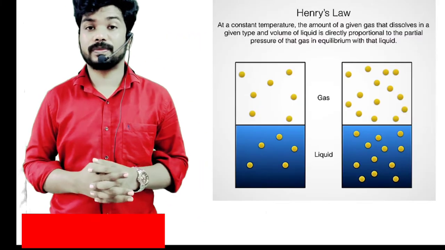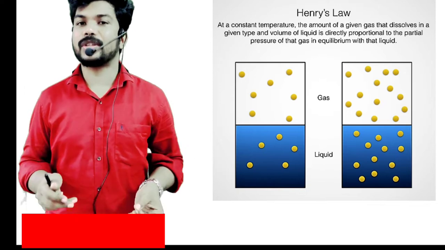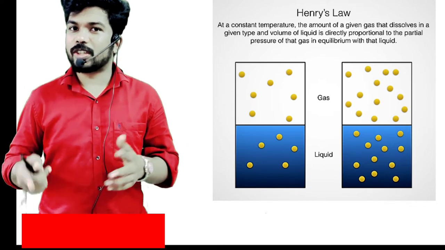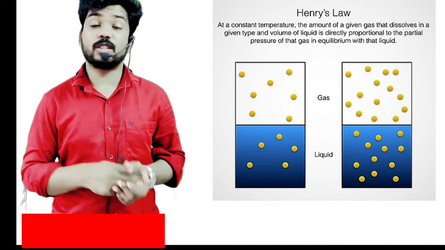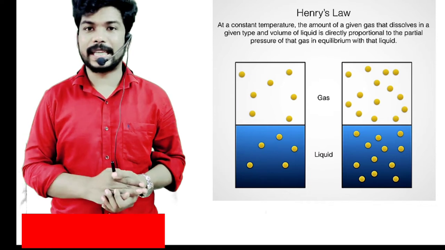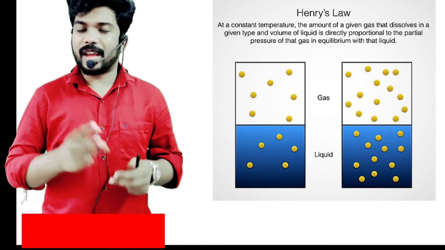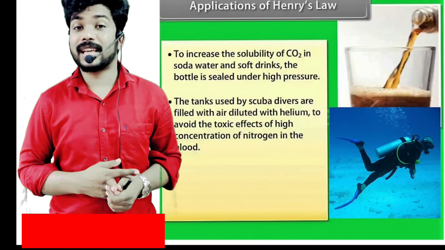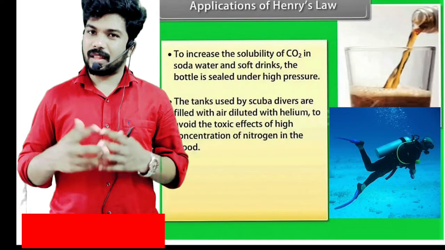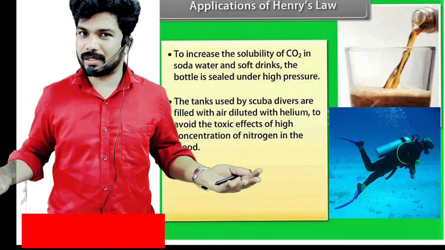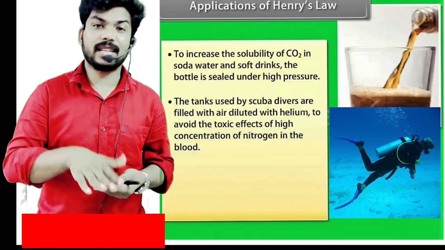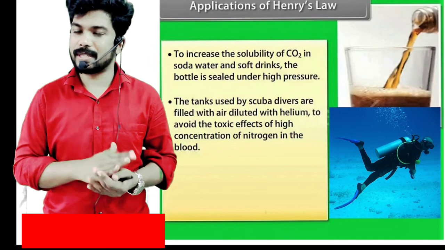What is Henry's law? Henry's law is a relation between partial pressure and solubility. Partial pressure is directly proportional to solubility. When partial pressure increases, solubility also increases. And we have three applications of Henry's law. What are the three applications? The first one is making of soda water. How is soda water prepared? By dissolving carbon dioxide in water at a high pressure, soda water is prepared.